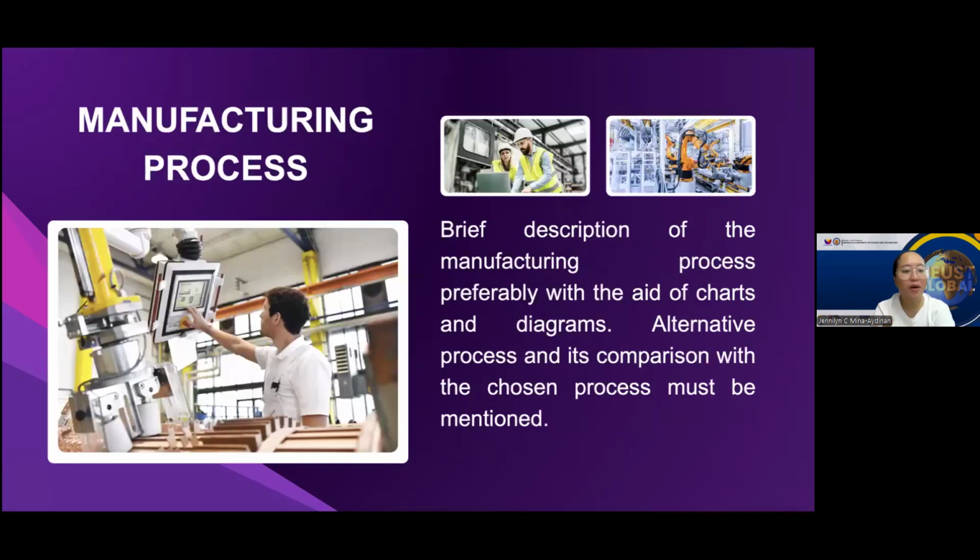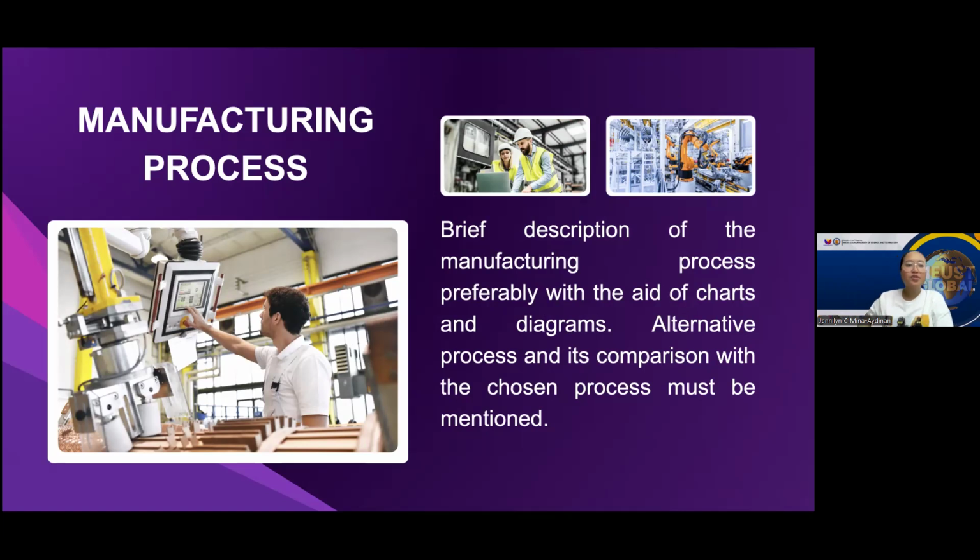So now let's talk about the manufacturing process. The manufacturing process explains how a product is made, often supported by charts or diagrams for clarity. It compares alternative methods to justify the chosen processes and analyzes how similar products are manufactured in other plants, both locally and internationally. This ensures efficiency and competitiveness in production.